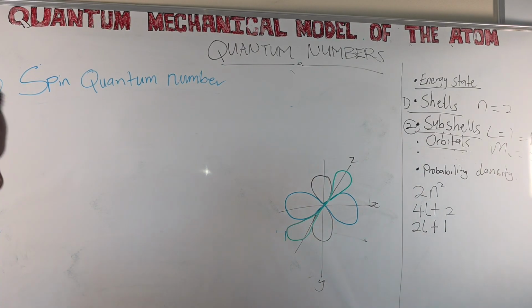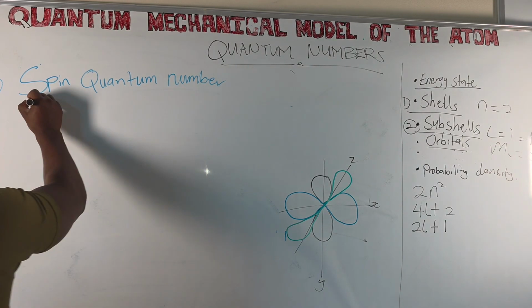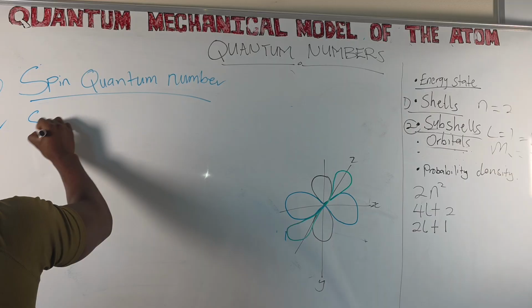Now, the spin quantum number does not depend on the principal, the azimuthal, or the magnetic. It does not depend on any of them. The spin is how the electron is rotating in the orbital. It's either rotating clockwise, spin up, a positive half, or counterclockwise, spin down, a negative half. That's it.